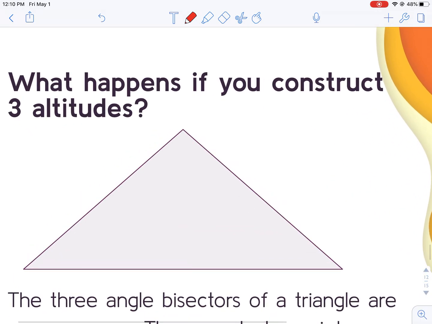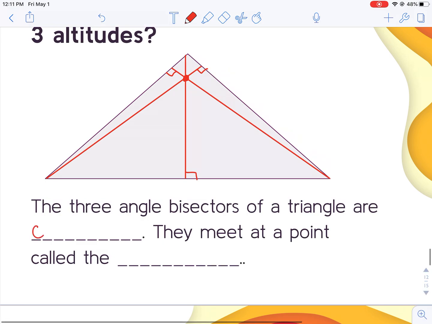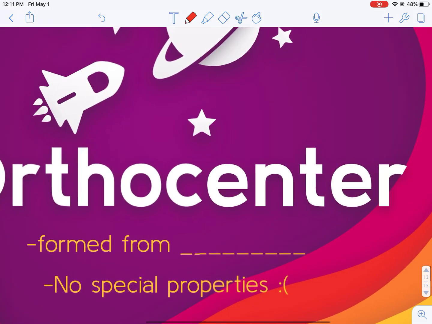All right, now if I drop in my altitudes, so I go from the vertex, perpendicular to the opposite sides, those are also concurrent. And we call that point the orthocenter. So the orthocenter is formed from altitudes, but there's nothing special about it.